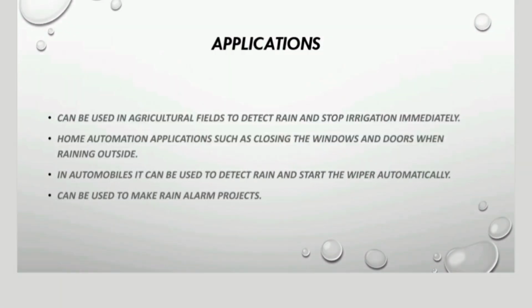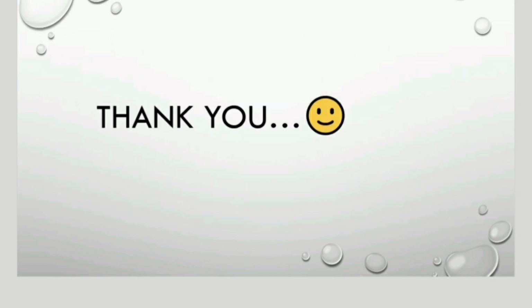Let's see applications. It can be used in agriculture fields to detect rain and stop irrigation immediately. Home automation applications such as closing windows and doors when it rains outside. In automobiles, it can be used to detect rain and start the wipers automatically. It can be used to make a rain alarm project. Thus, this is all about the rain detector.